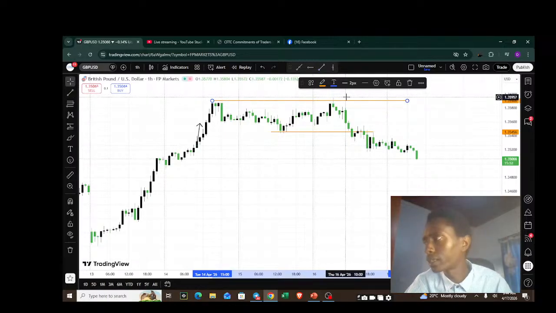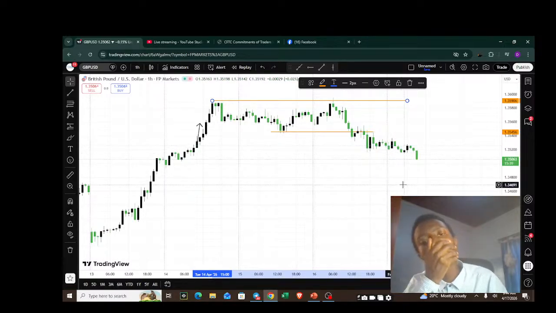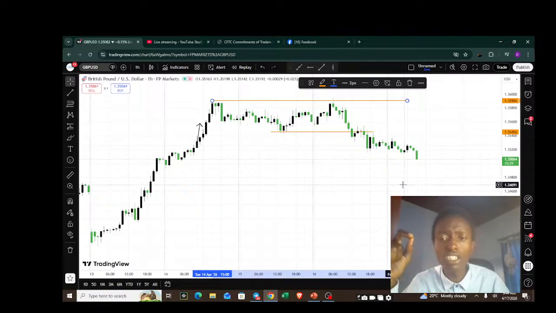So here was our high of the week. Then price came and broke below this OB here. Now we are beginning to see a sell towards the down level. Now this sell, I expect it to continue even in the coming week. So that is the 1 hour time frame.